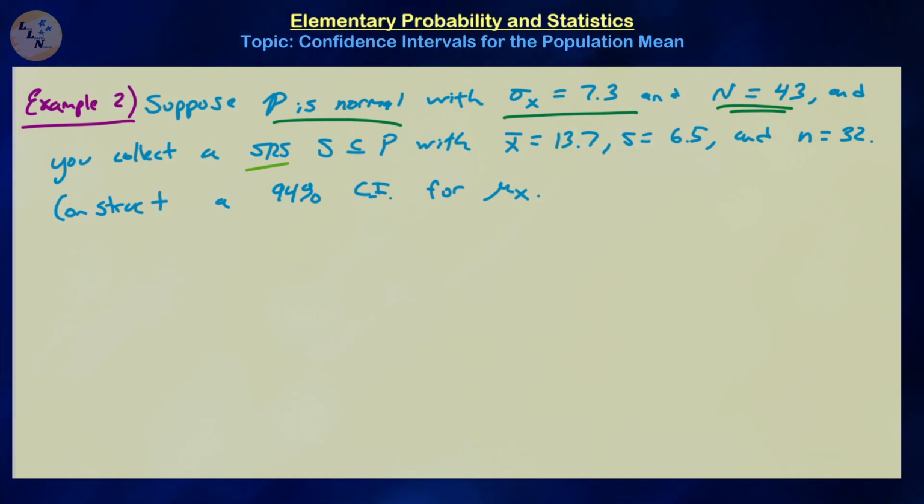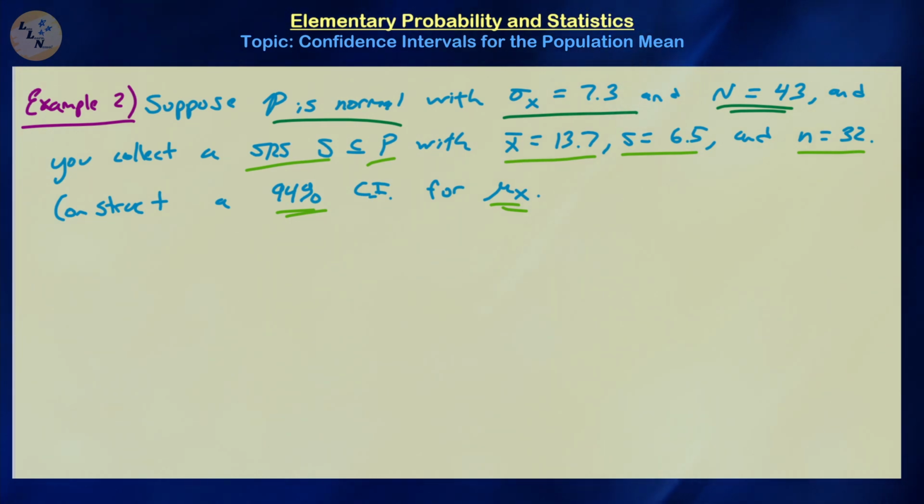Let's collect a simple random sample S from this population P, where the sample mean of the sample is 13.7, the sample standard deviation is 6.5, and the sample size is 32. Construct a 94% confidence interval for the population mean mu. So how would we go about this?